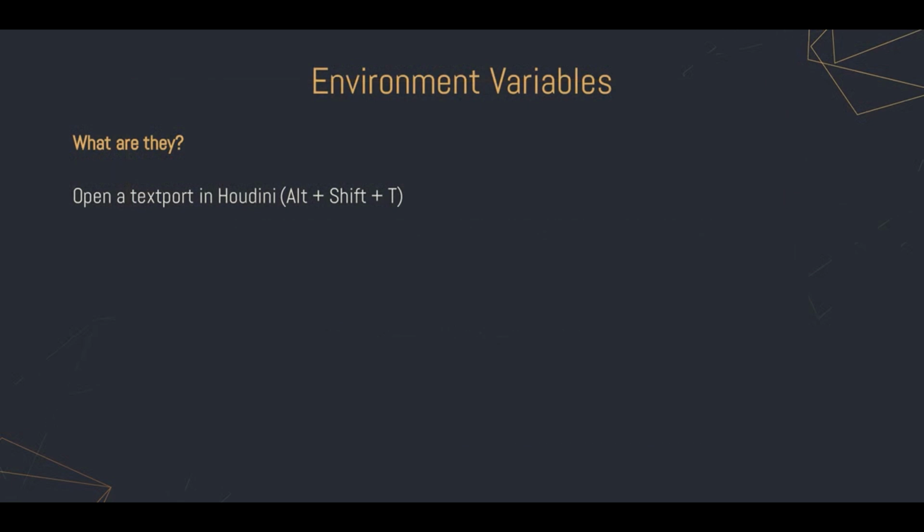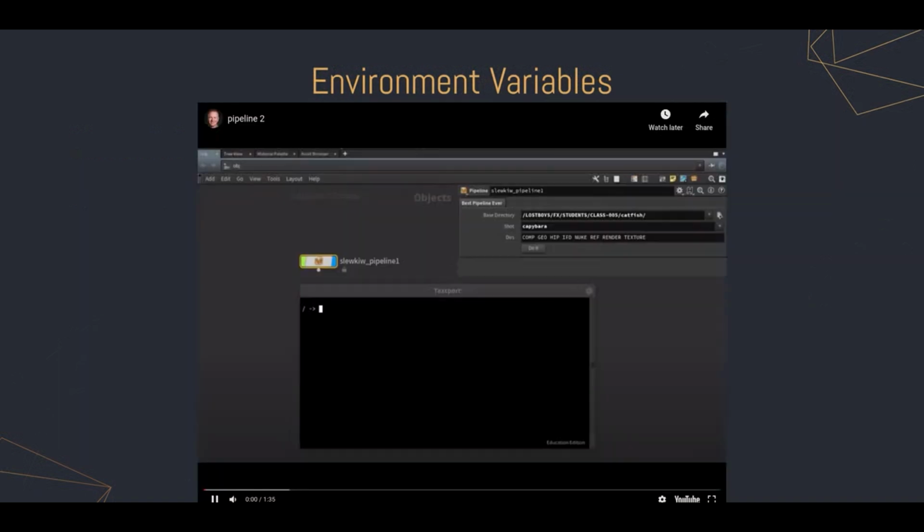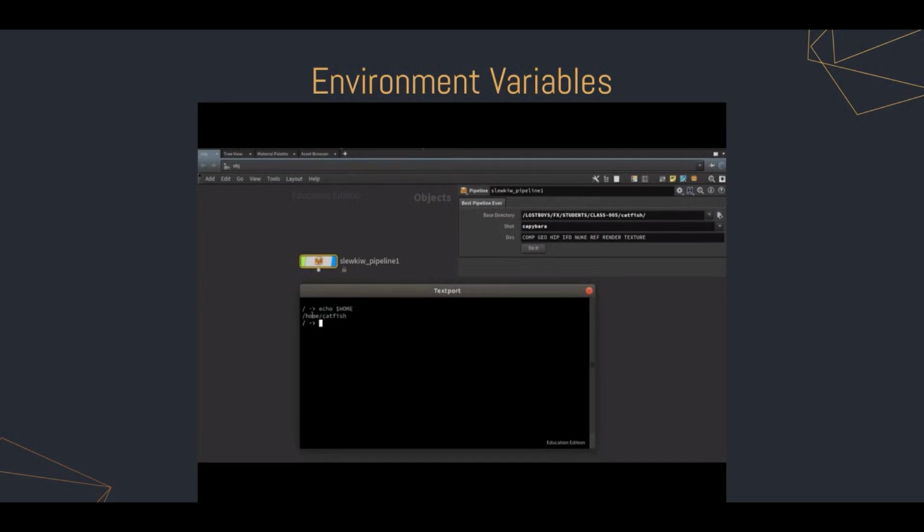So let's explore it. Because you might be doing this on Windows or you might be doing it on Linux or a Mac, we're going to do it through the text port in Houdini. That's Alt, Shift, and T. We've opened up a text port in Houdini and I type echo $HOME. So that resolves to home catfish. So my username is catfish and I have a home directory there.